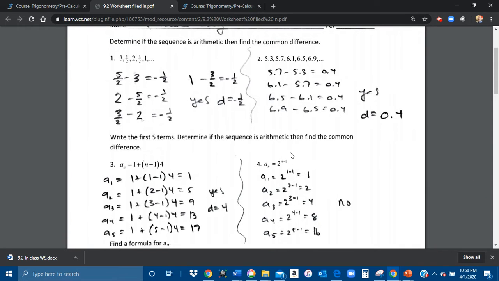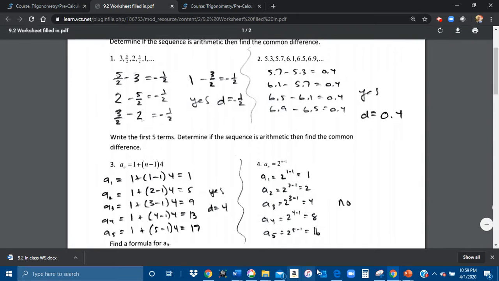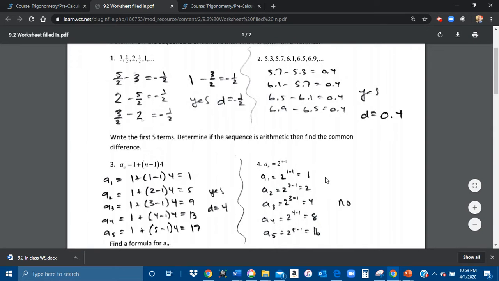This one, if I plugged in n equals 1, 2 to the 1 minus 1 power would be 1. Plug in 2 for n, 2 to the 2 minus 1 is 2, and then it goes 4, 8, 16. No, that's not an arithmetic sequence because it goes up by powers. It does not go up by a constant difference.